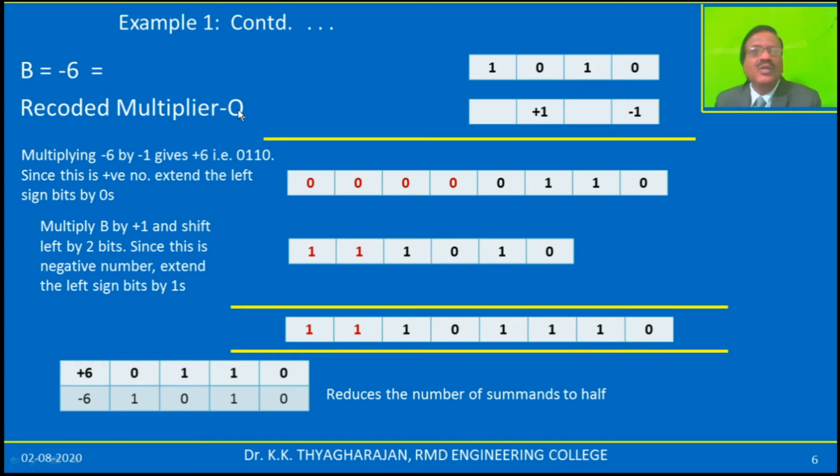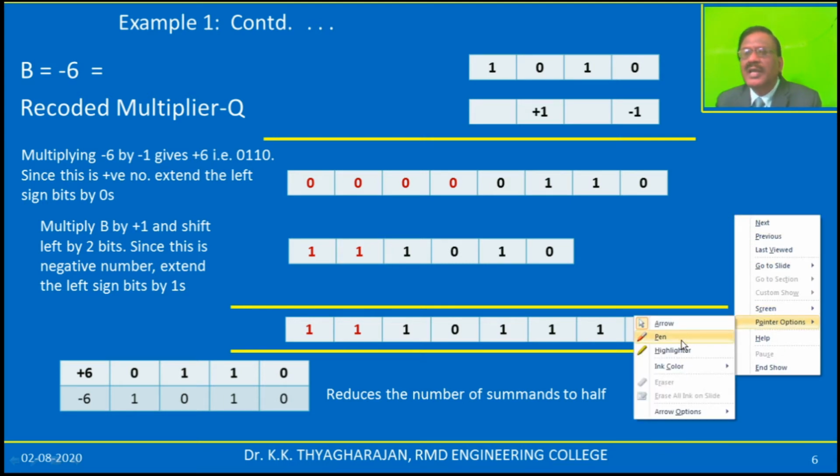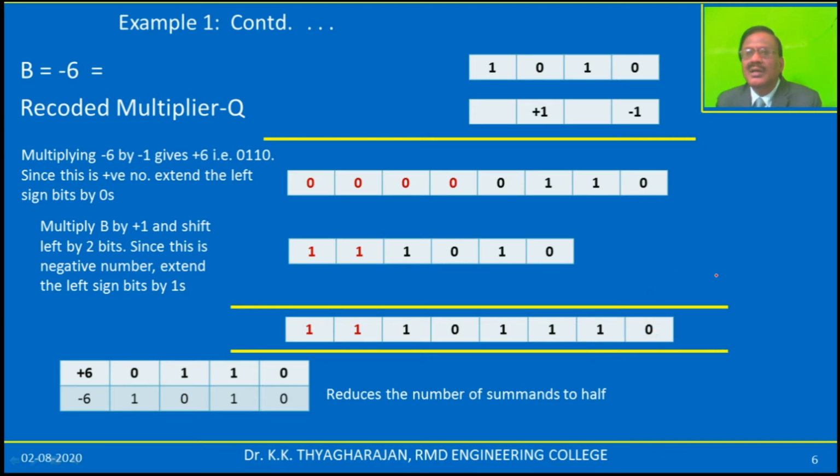And the recorded multiplier is +1 and -1, but when you are putting +1 and -1, you should be careful. This +1 should not be put here, it should be put under the third bit. Now you have to multiply as you are doing for binary multiplication. That is, this multiplicand should be multiplied by minus 1.